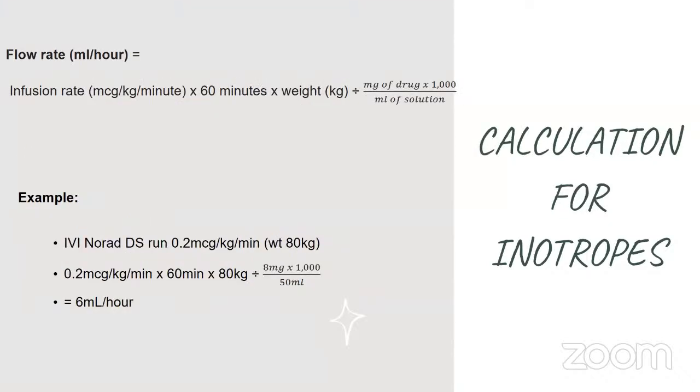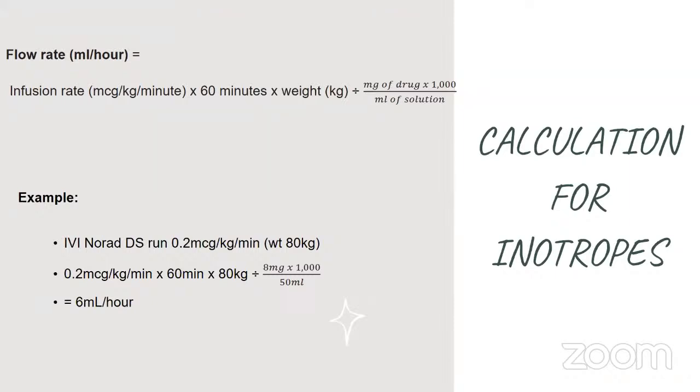Okay. So usually the inotropes will be prescribed in infusion rate, so we have to calculate the flow rate. So how do we calculate the flow rate? We use the infusion rate as the prescriber has prescribed, then times 60 minutes and times weight, and you divide it by the strength of the dilution of the inotrope that you have diluted, depending on the strength, double strength or single strength. So that's an example here.